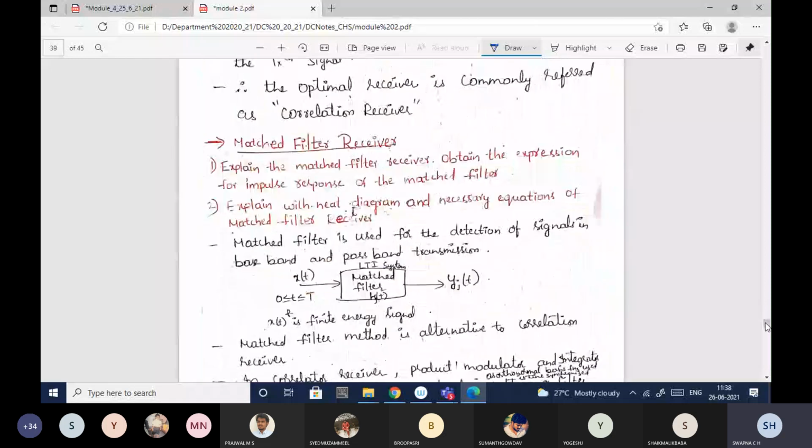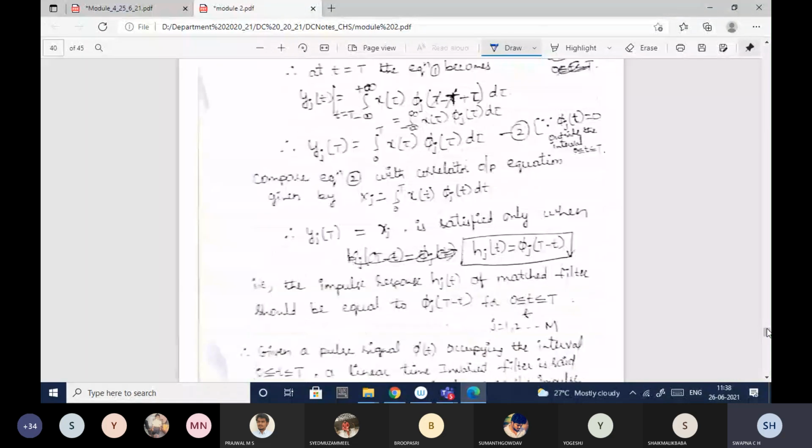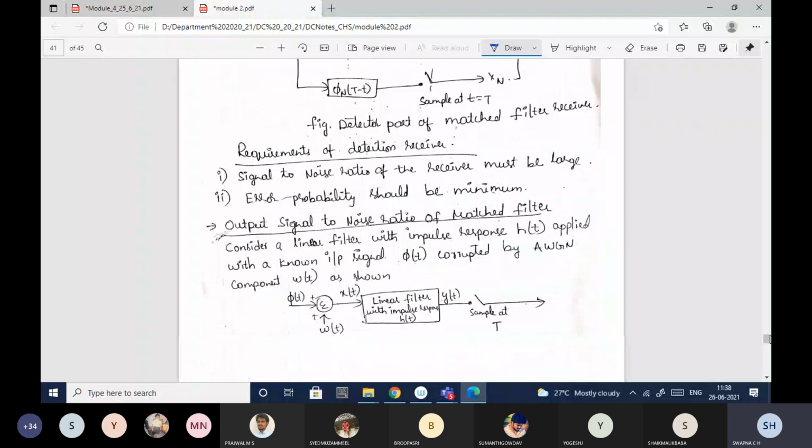Then comes the matched filter receiver. So how are you matching? See here, when we are dealing with the matched filter receiver, we'll assume this to be some constant value. So some function we will equate it to some other function, and then we derive the expression. Let me just show you the syllabus first, and then I'll come back here.